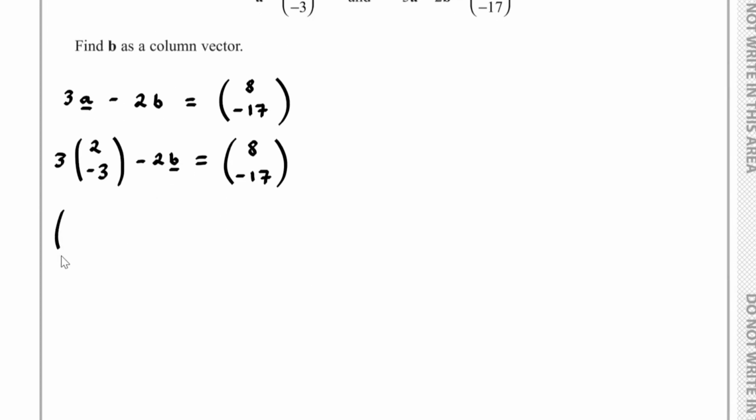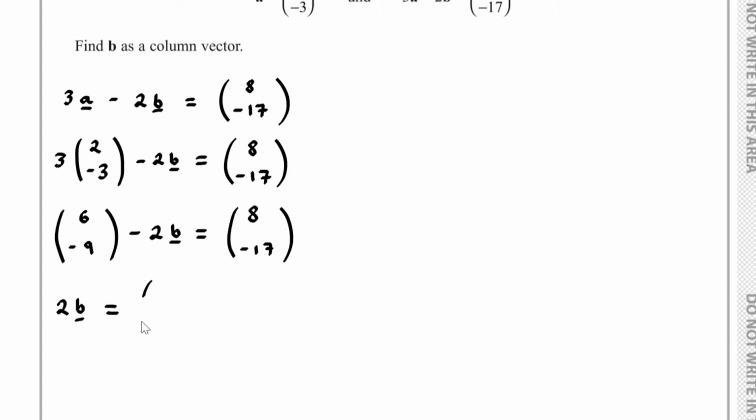So 3 times 2 is 6, 3 times -3 is -9. I subtract from that 2B, and that's equal to (8, -17). So now let's rearrange for 2B. 2B is equal to (6, -9), subtract (8, -17).